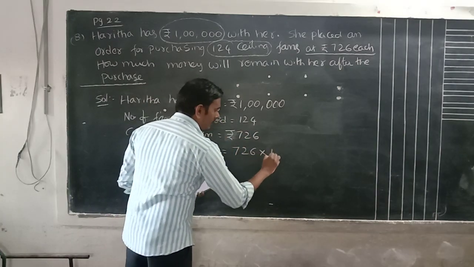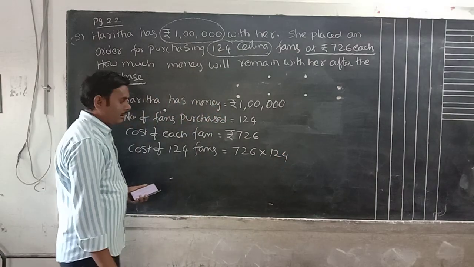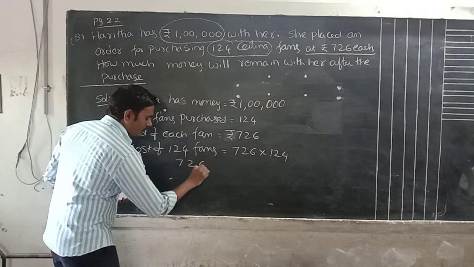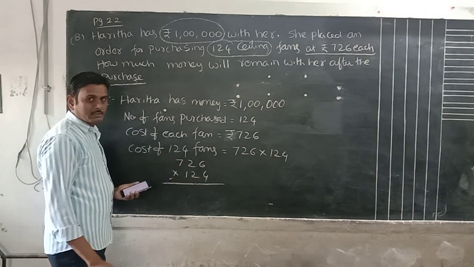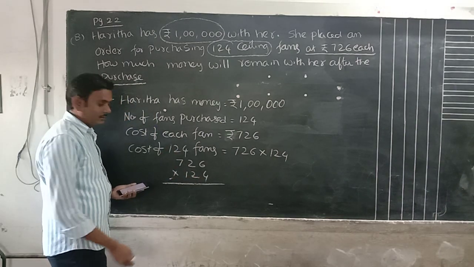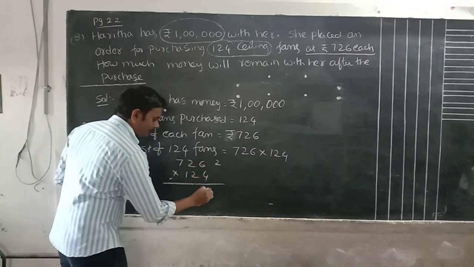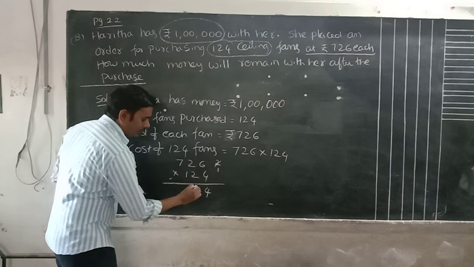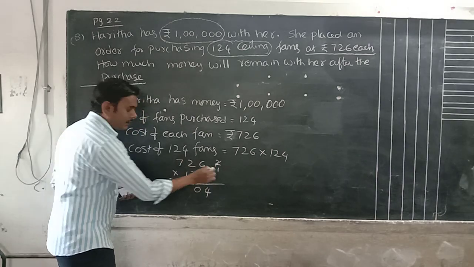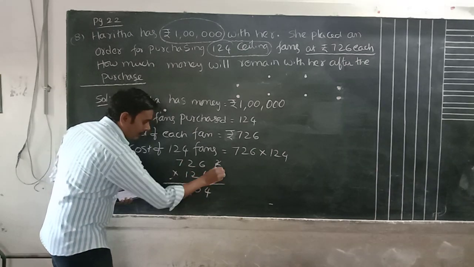726 multiplied by 124. Now multiply 726 by 124. Already we know 3-digit number with 3-digit multiplication. 4 times 6 is 24. 4 times 2 is 8. 8 plus 2 is 10. 1 carry, 0. 4 times 7 is 28. 28 plus 1 is 29.